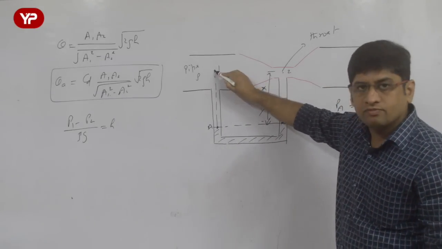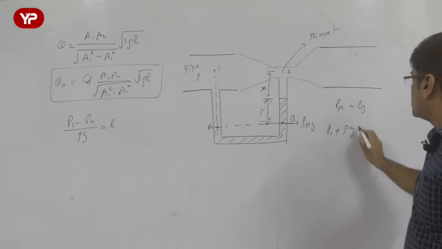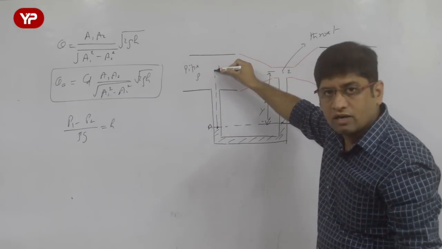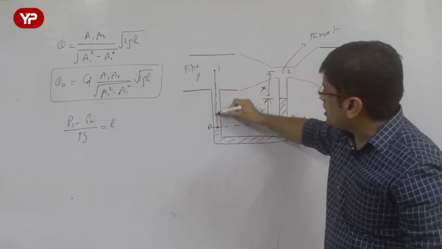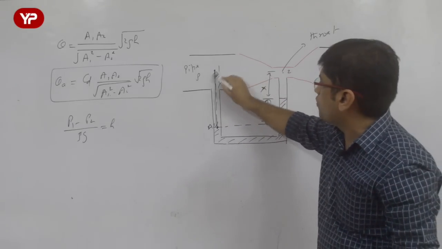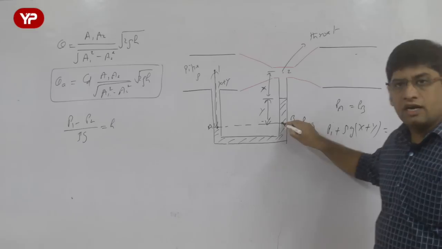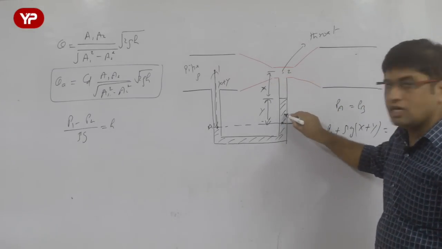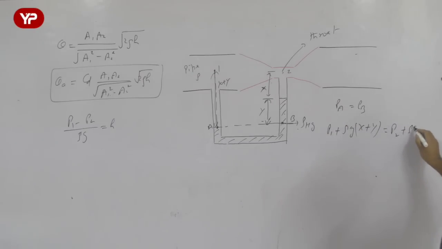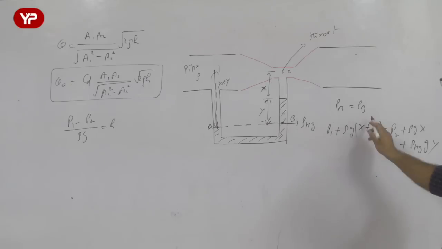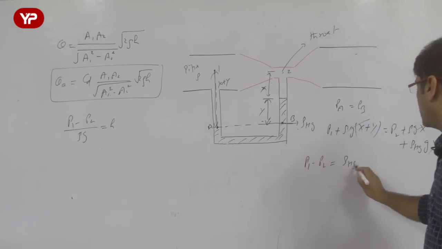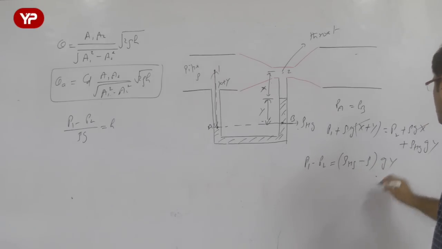Now let's go from here. P1 plus rho g (x plus y). Rho is the density of the fluid. Applying the hydrostatic law, P1 is the pressure at this point plus rho g times this entire distance. How much is this distance? x plus y. This is equal to, now let's come to this side, pressure at this point P2 plus rho g x plus rho mercury g y. So let me write it: P2 plus rho g x plus rho mercury g y. Now you understand, rho g x gets cancelled out, and P1 minus P2 will be equal to (rho mercury minus rho) into g into y.